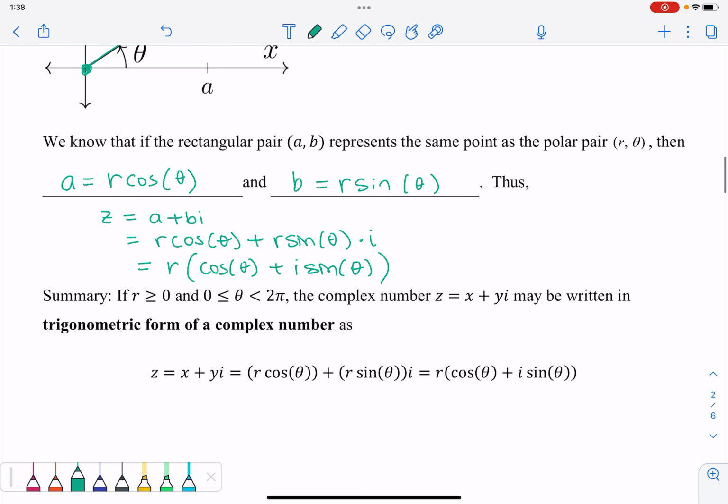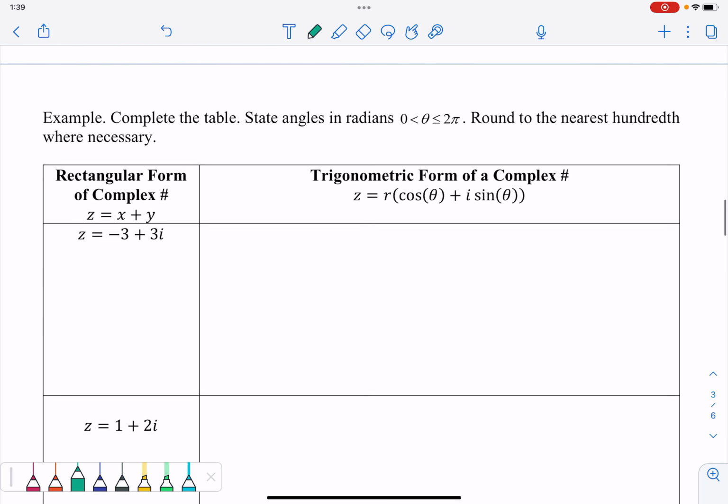So in summary, if r is greater than or equal to 0 and the angle is between 0 and 2 pi, the complex number z equals x plus yi. Here we're using x and y to remind us that we're talking about horizontal and vertical components, the real and imaginary parts. This number, same with a plus bi, may be written in the trigonometric form of a complex number as r cosine theta plus r sine theta times i, which is just r times the quantity cosine theta plus i sine theta. So let's look at applying this.